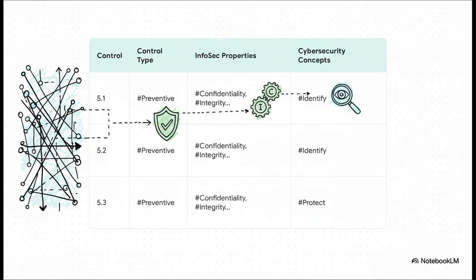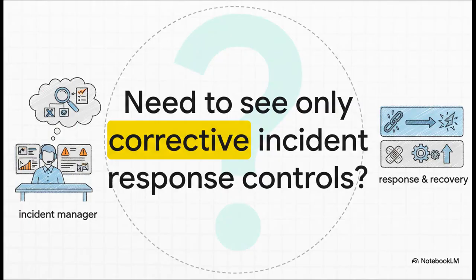And this here gives you just a little taste of what that matrix looks like. So let's take a look at Control 5.1, Policies for Information Security. You can see right away it has a bunch of attributes. It's tagged as #preventive. It relates to all 3 InfoSec properties: confidentiality, integrity, and availability, and it falls under the #identify cybersecurity concept. And the key thing to remember is every single control has this rich set of metadata attached to it now. Okay, let's put this into a real-world scenario. Imagine you're an incident manager.